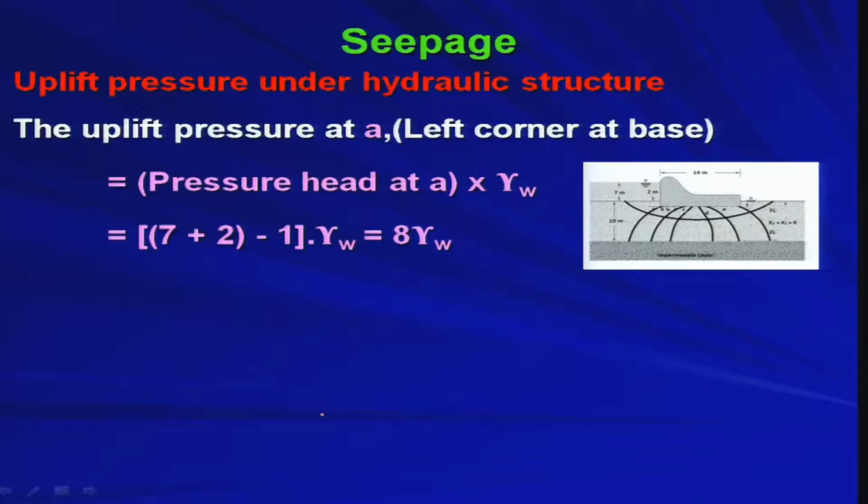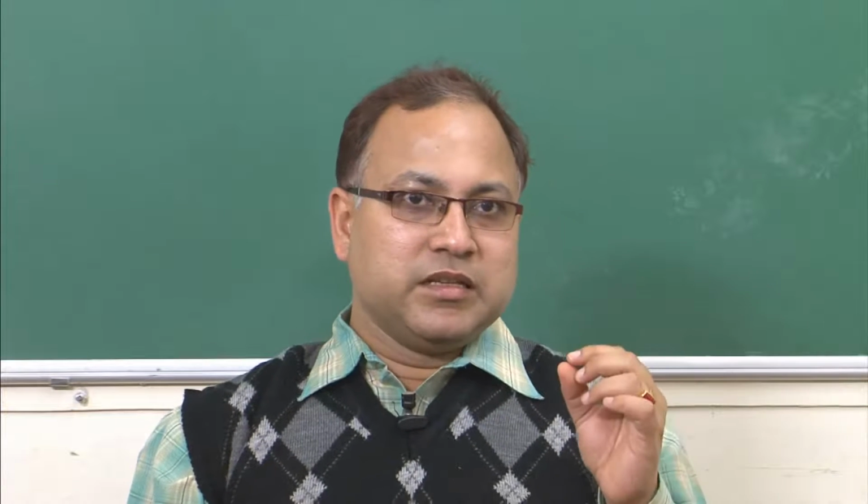Now, the uplift pressure at A, that is the left corner at the base, is nothing but the pressure head at A multiplied by the unit weight of water, gamma W. Now, what is the pressure head at A? 7 plus 2 is the total depth of water. When you are reaching A, you are exhausting one equipotential drop. Do you agree with that or not? Please try to understand this fundamentally.